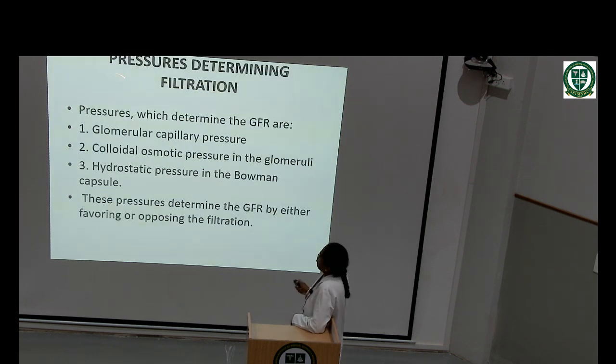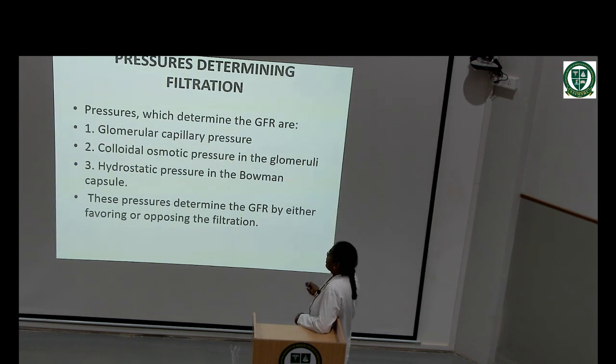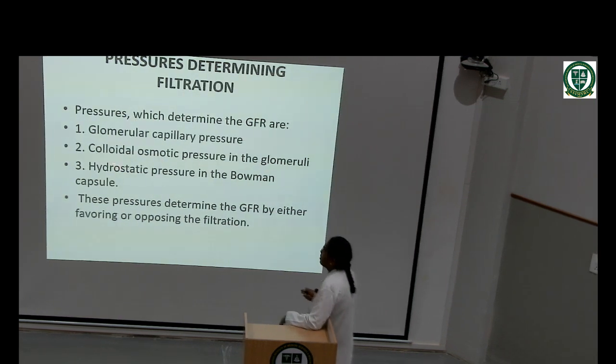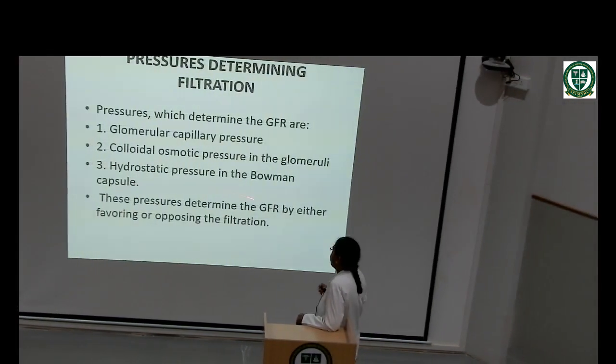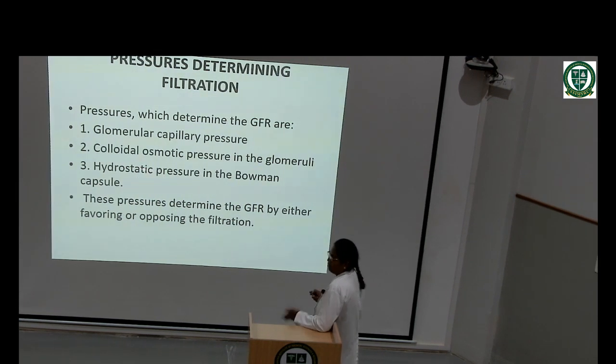The pressures which determine this filtration fraction are glomerular capillary pressure, second is colloidal osmotic pressure in the glomeruli, third is hydrostatic pressure in the Bowman's capsule. These pressures which determine GFR act either by favoring or opposing the filtration. As you know, these are all the Starling forces.